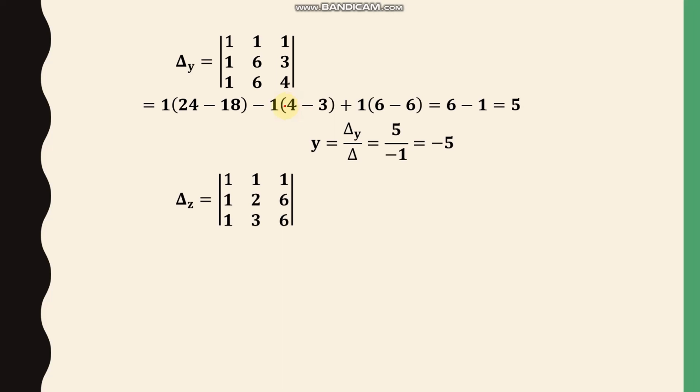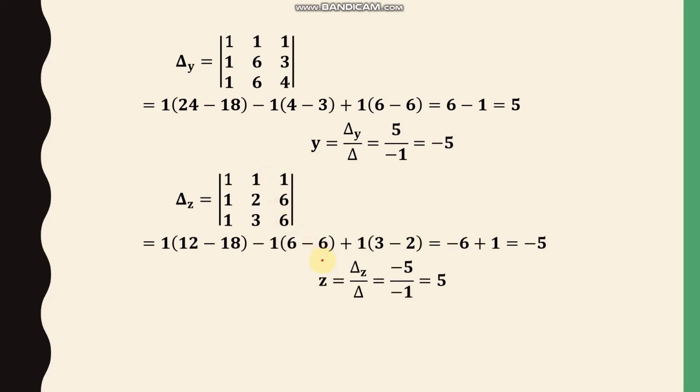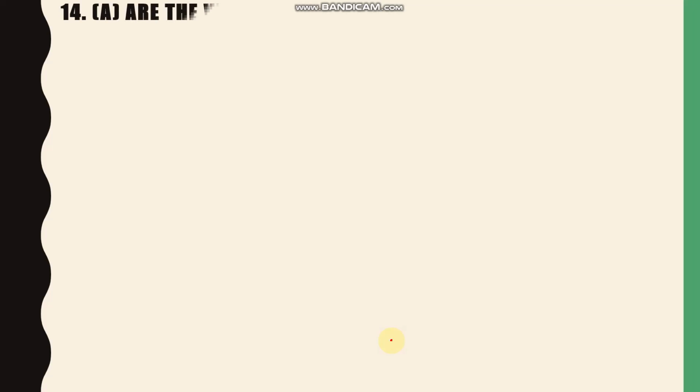Then delta z, replace the third column by 166 in the determinant. You can evaluate this determinant, it will come out to be minus 5. So z is equal to delta z upon delta, which is minus 5 upon minus 1. So z is 5. So in this way, we have calculated x, y, z. Value of x is 1, value of y is minus 5, and value of z is 5. This completes this question.